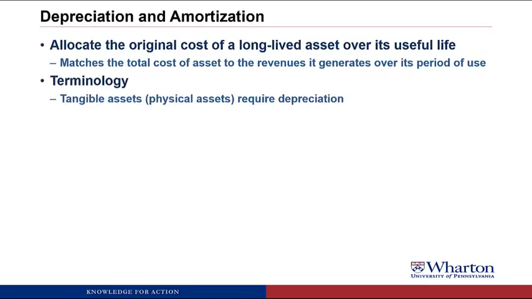Now, some terminology here. For tangible assets, which are physical assets like buildings or equipment or trucks, we're going to call this process depreciation. For intangible assets, which are abstract assets like trademarks or customer lists, which we've acquired in an acquisition, we're going to call this process amortization. But the process is going to be very similar, even though the terminology is different.